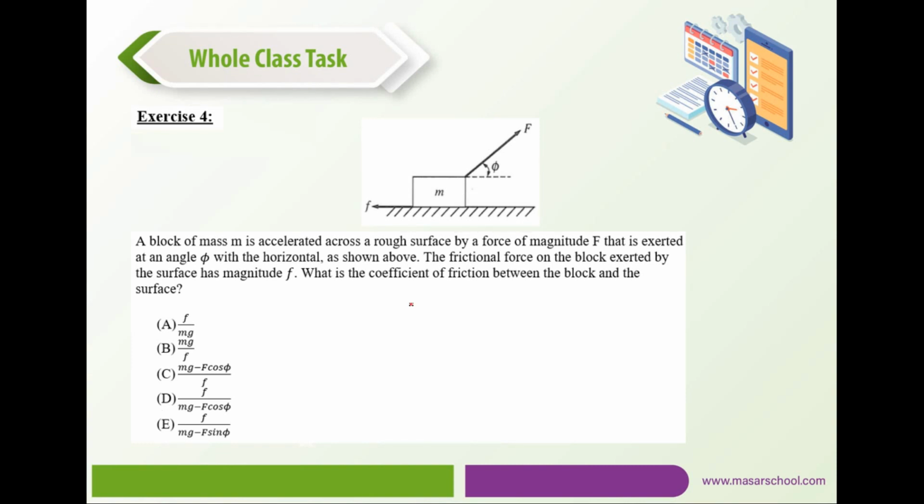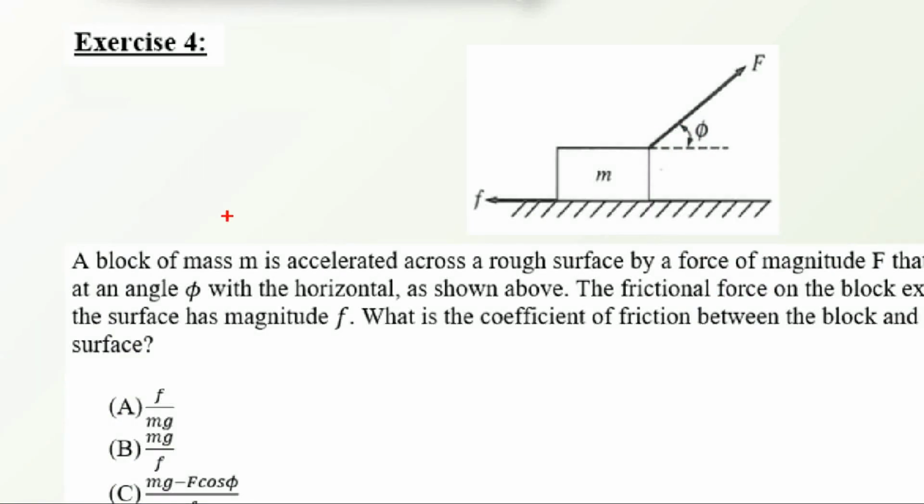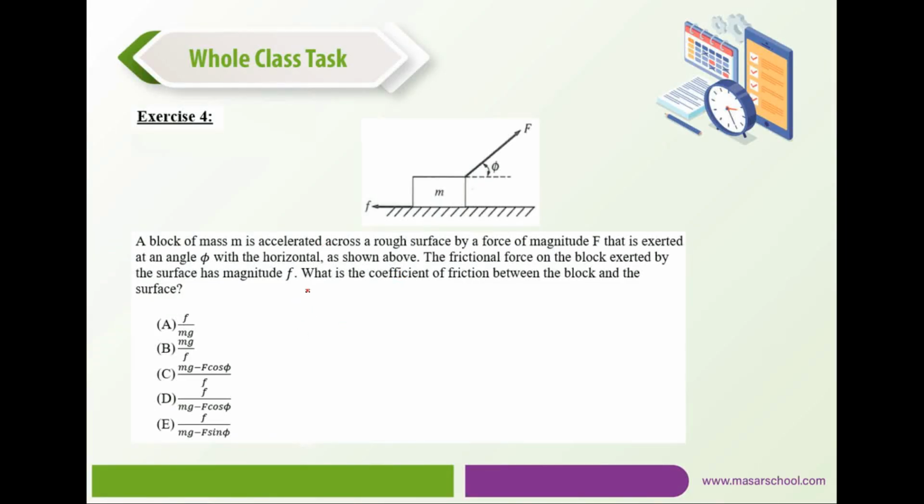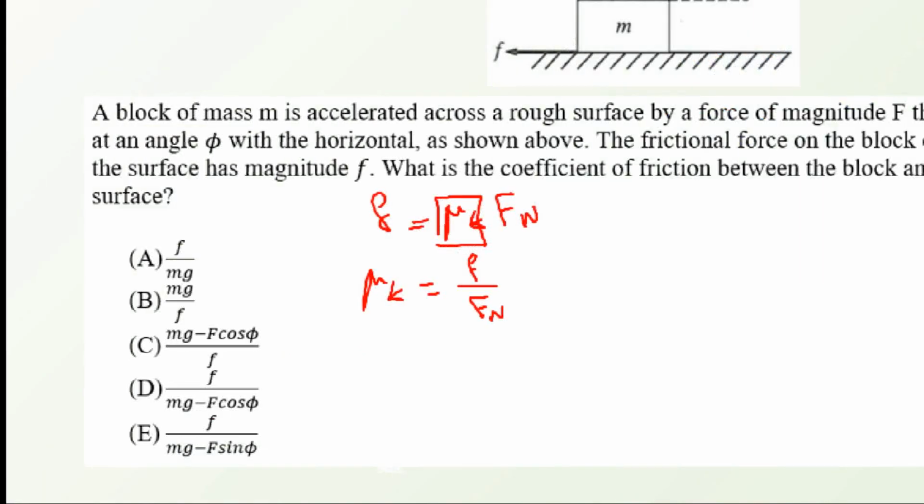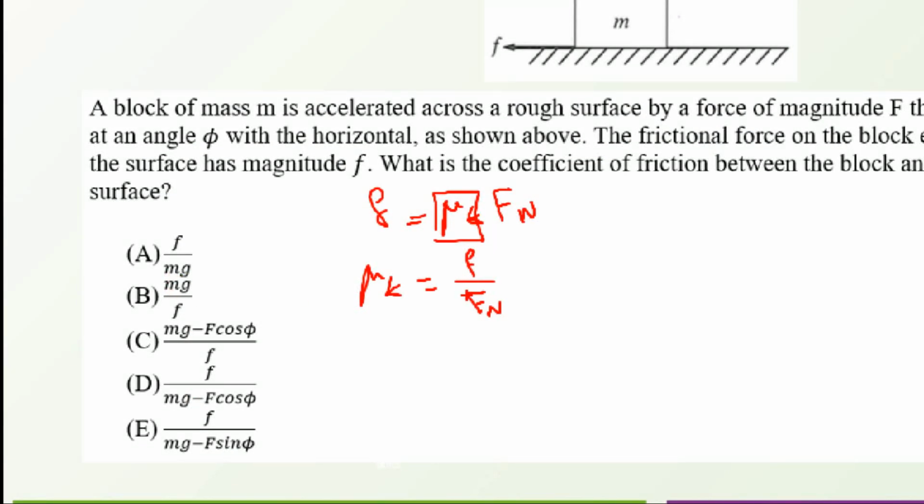Now we need to find the coefficient of friction. Here we're talking about kinetic friction because we suppose that the block is moving, simply because they have mentioned it is accelerated. We know that friction is given by the coefficient mu k multiplied by the normal push. We are interested in determining mu k. Then mu k is given by friction divided by the normal push. If you refer to the choices, they include F, but we need to search for the value of the normal push.